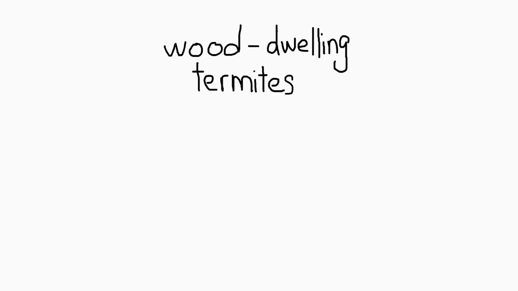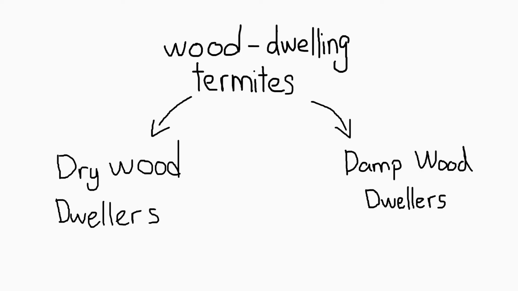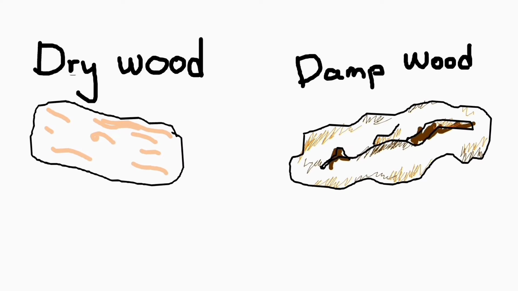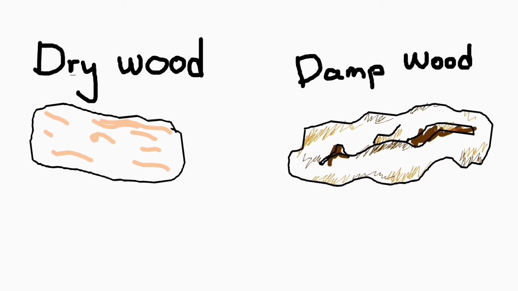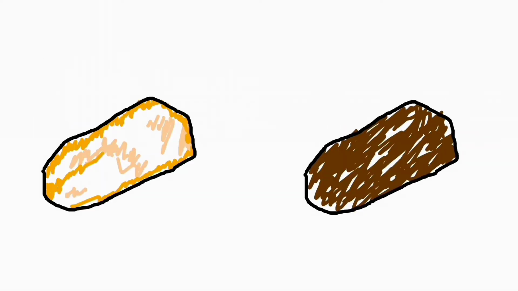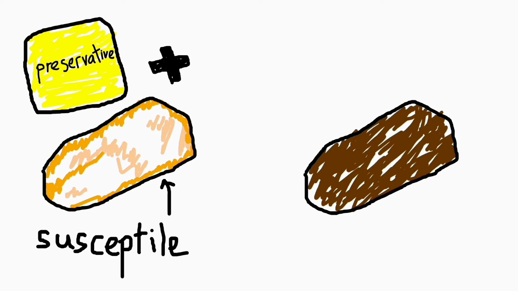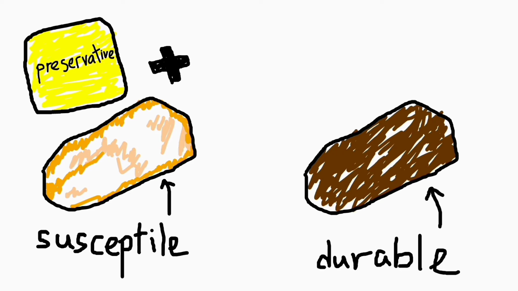Wood-dwelling termites can also be subdivided into dry wood dwellers and damp wood dwellers. The one difference between them is that one lives in dry seasoned wood and the other lives in wood that is constantly moist. Wood-dwelling termites can only be prevented with certainty by thorough preservative treatment of all susceptible timbers, or by the use of naturally durable ones.